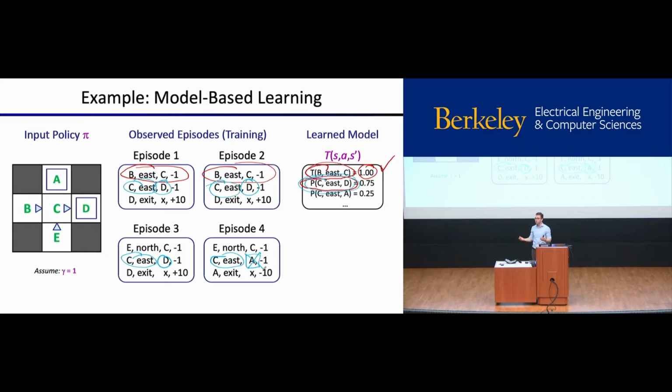So 3 out of 4. We're counting these things. There are 4 total episodes, and 3 of them wind up going to D every time we do east from C. So that's where this 0.75 comes from, and that makes sense. So we can estimate these probabilities just by counting the things that happen and putting the parameters into our transition matrix.